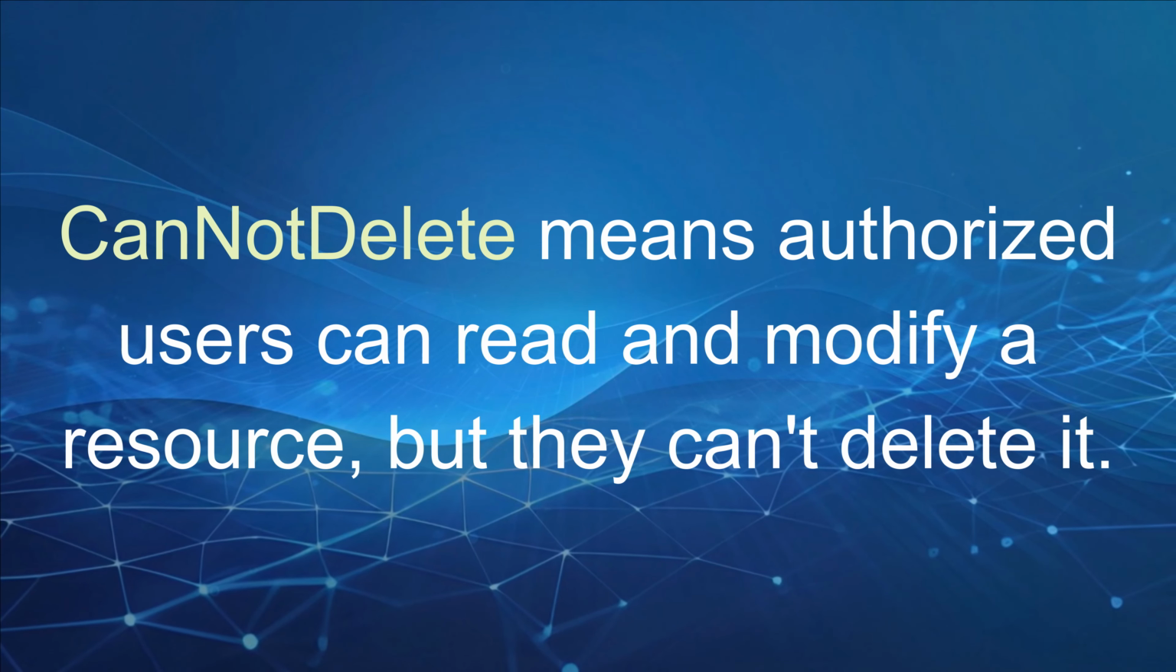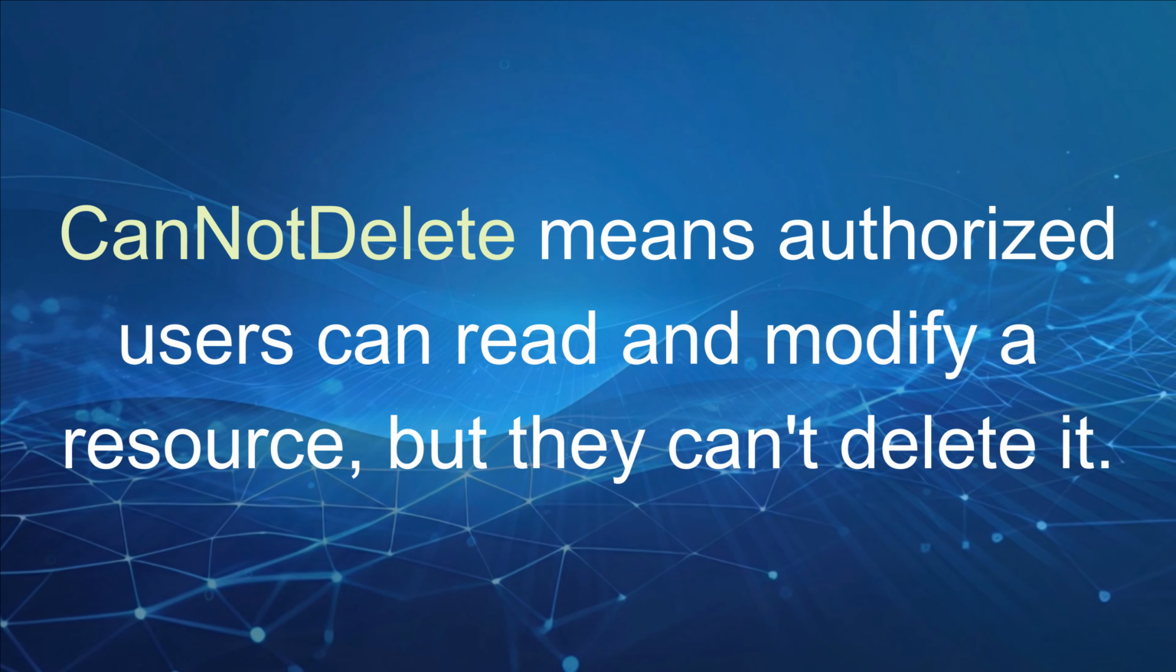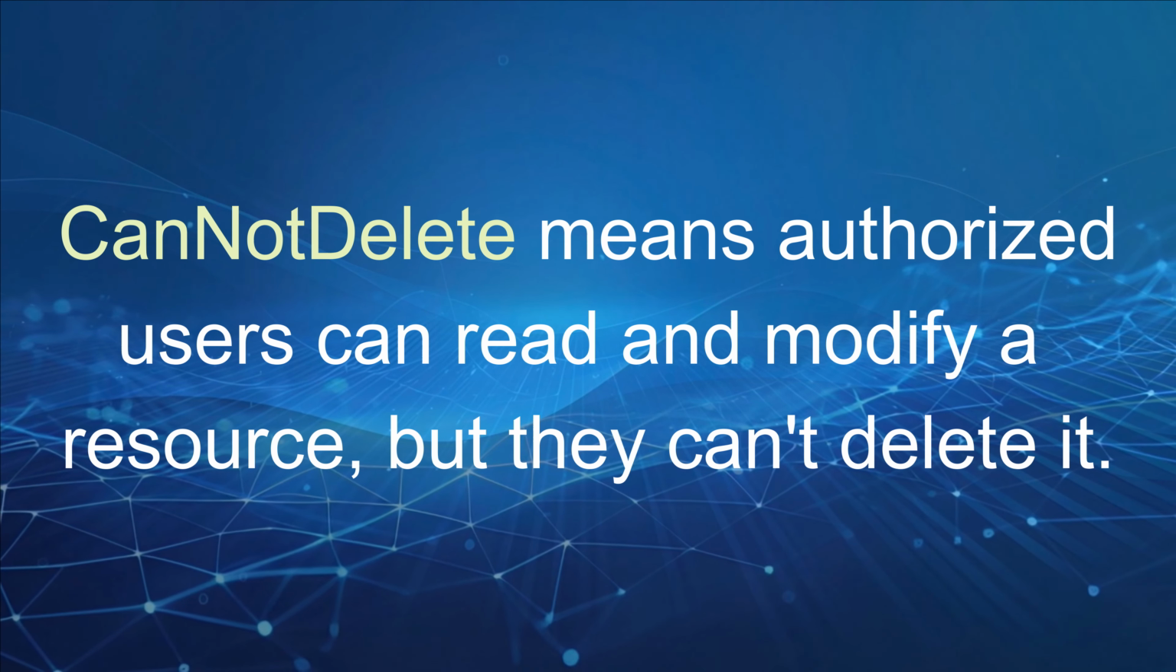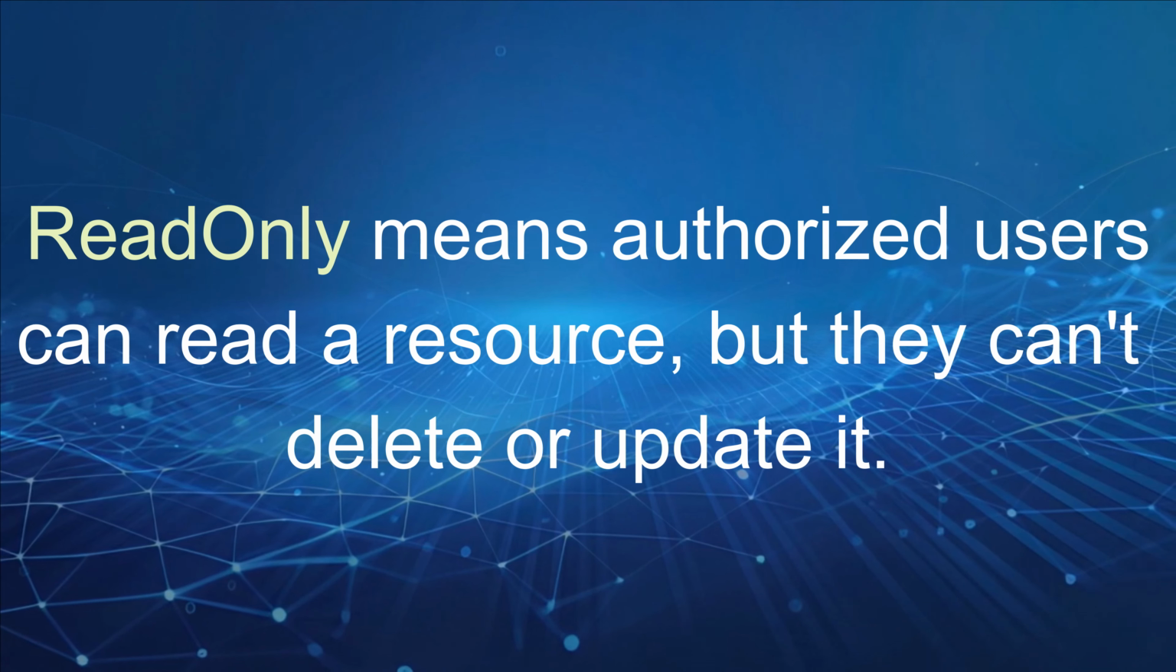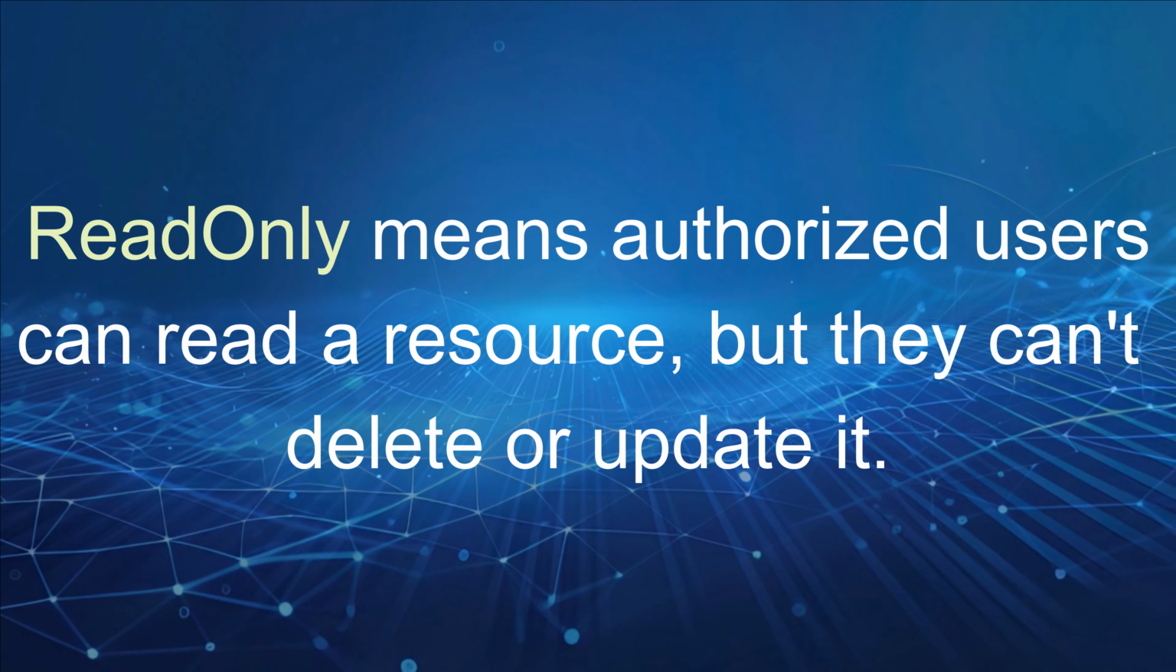There are two different types of resource locks that you can implement: cannot delete and read only. Cannot delete means authorized users can read and modify a resource, but they can't delete it. Read only means authorized users can read a resource, but they can't delete it or update it. So in order to delete or make modifications to an asset that's been locked, you have to delete that lock, and then you can proceed with your changes.